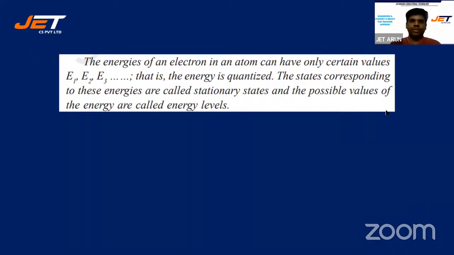The energies of an electron in an atom can have only certain values. That is, energy is quantized. It's not continuous as in the case of classical theory, but it's quantized. The states corresponding to these energies are called stationary states, and the possible values of energy are called energy levels. All right, quantization of energy, students.